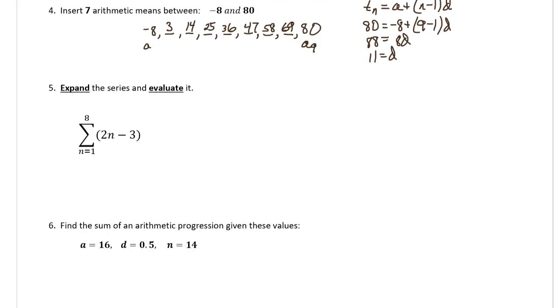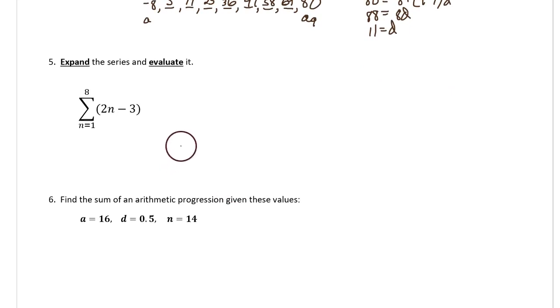Number 5, expand the series and evaluate it. Start with this value for n. So we're going to input a 1. 2 times 1 is 2. 2 subtract 3 is -1. Now work your way up for values of n until you reach the upper boundary at 8. So now we're going to fill in a 2. 2 times 2 is 4, minus 3 makes 1.